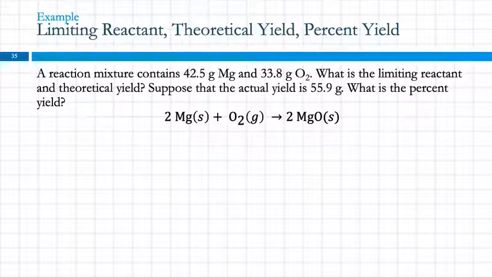And so the first thing we're going to do is take the numbers out and write them under the balanced chemical equation. So it tells me I have 42.5 grams of magnesium. And I have 33.8 grams of oxygen.